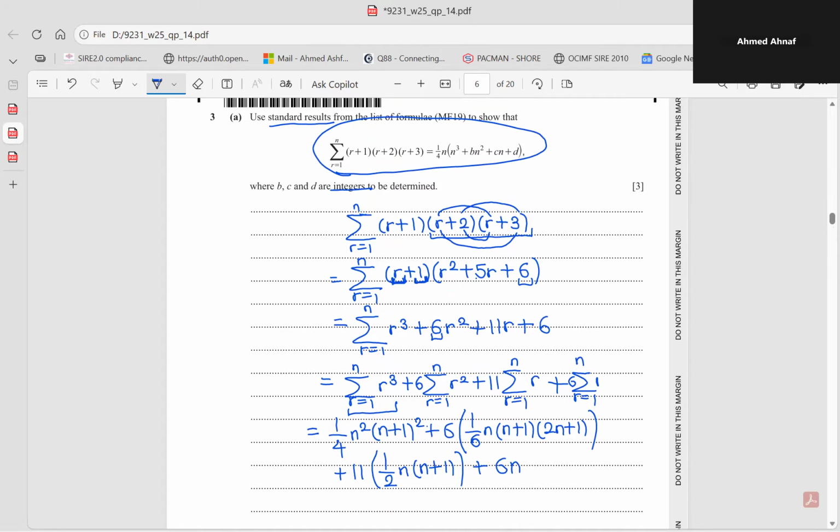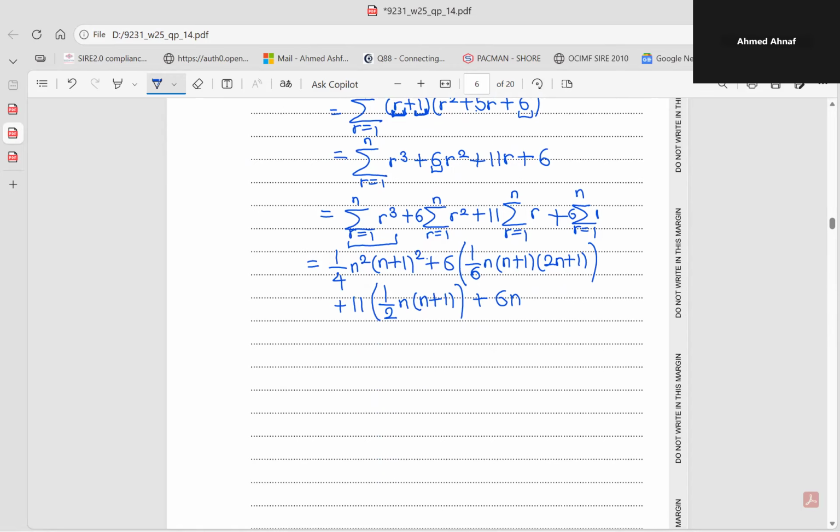So let's simplify this, but let's not expand it yet. The 6 cancels out, so this is just n times n plus 1 times 2n plus 1, and then this is 11 over 2 n times n plus 1, plus 6n.